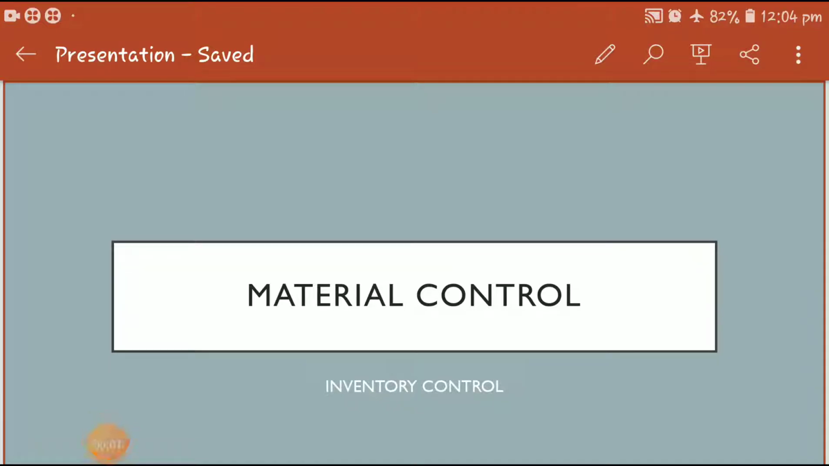Morning students, we are studying paper first, cost accounting, and in this we are studying the chapter Material Control, and in this we are going to discuss today inventory control.